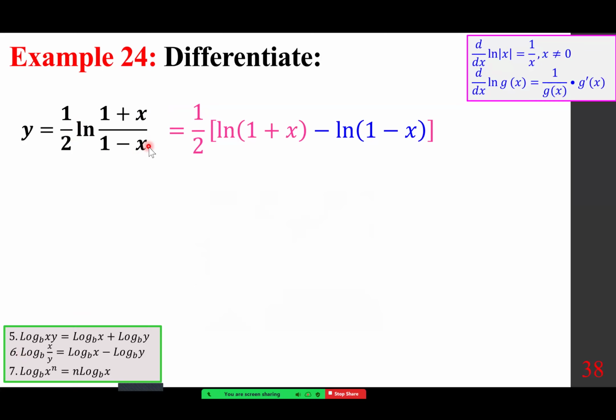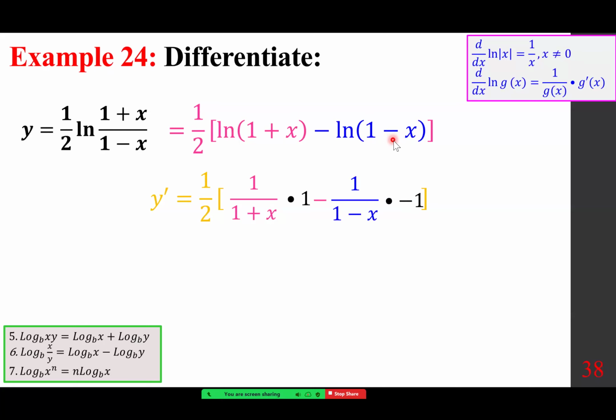If you don't do that, you keep the 1/2 and you have to flip this over according to this formula, and then you have to differentiate this using the quotient rule. But now it's a very simple case. 1/2 remains. You flip this over, you get 1 over 1 plus x, and then times the derivative of the inside, which is simply 1. Minus, you flip this over. Now times g prime of x, the derivative of the inside, which is now negative 1.